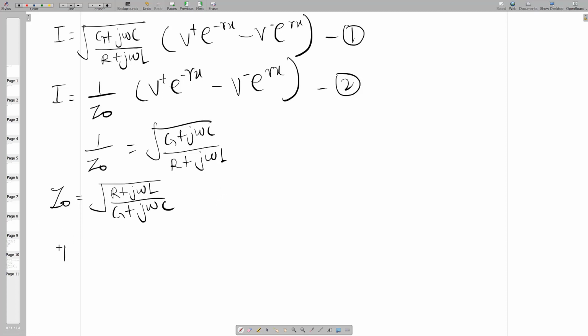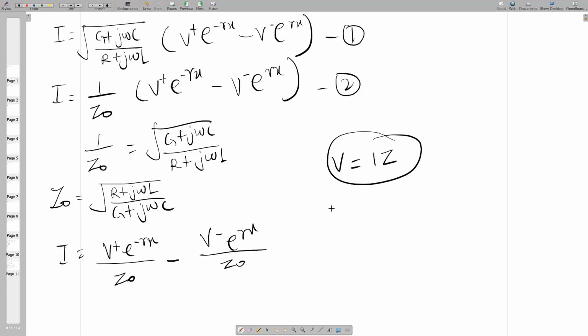And this characteristic impedance is a very important parameter in microwave. So from equation 2, if we multiply this through, we are going to have V plus e to the minus gamma x all over Z naught minus V minus e to the positive gamma x all over Z naught. Why? Because we know that V is equal to IZ. So from this, we can write this equation for the current in terms of transmission line equations.